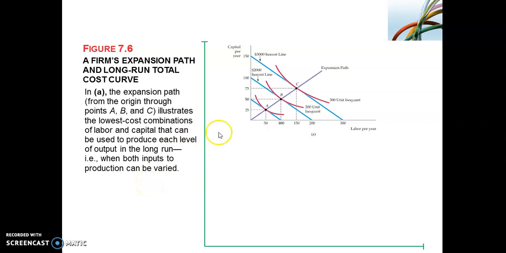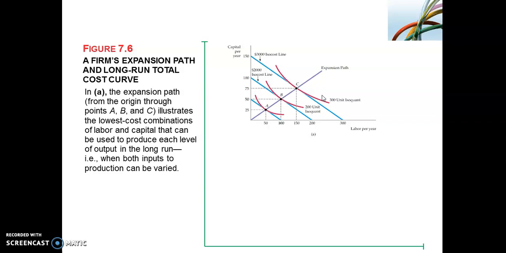Now take note of the curve going through the origin through points A, B, and C. This is called the expansion path. Now, the expansion path from the origin through points A, B, and C, it is going to show us the lowest cost combination of labor and capital that can be used to produce each level of output in the long run in that lowest cost combination way when both inputs can be varied. Remember, in the long run, both inputs can be varied.